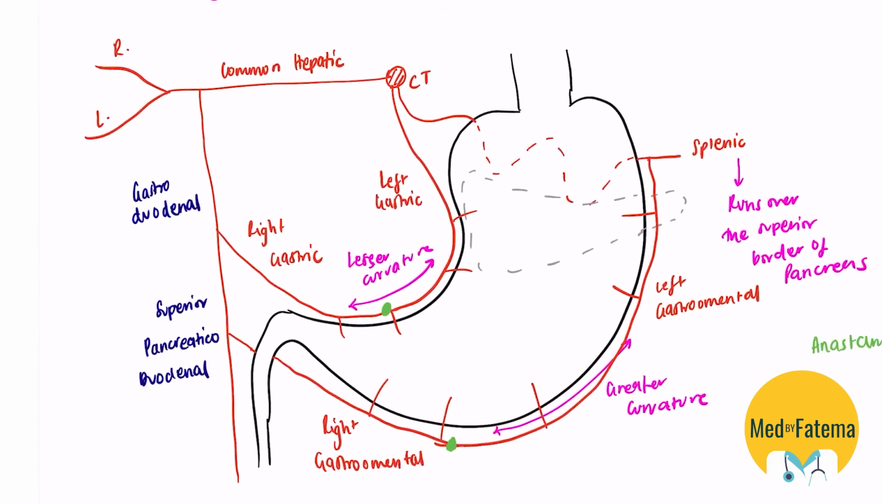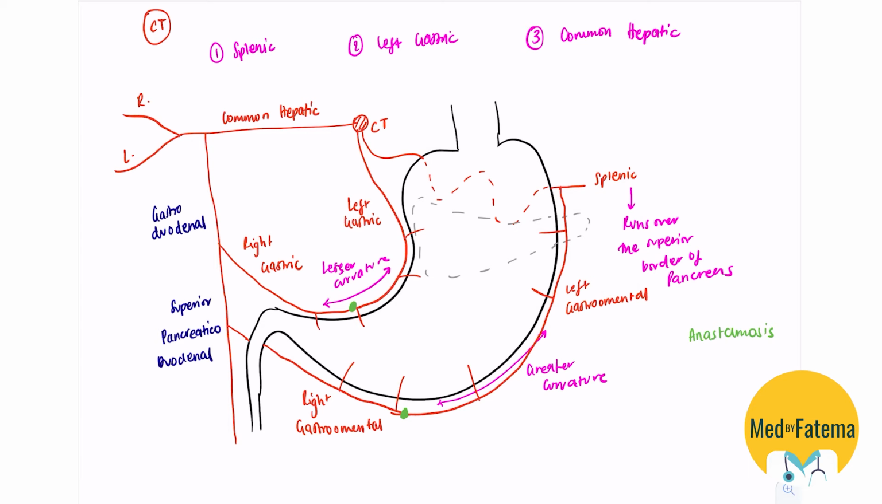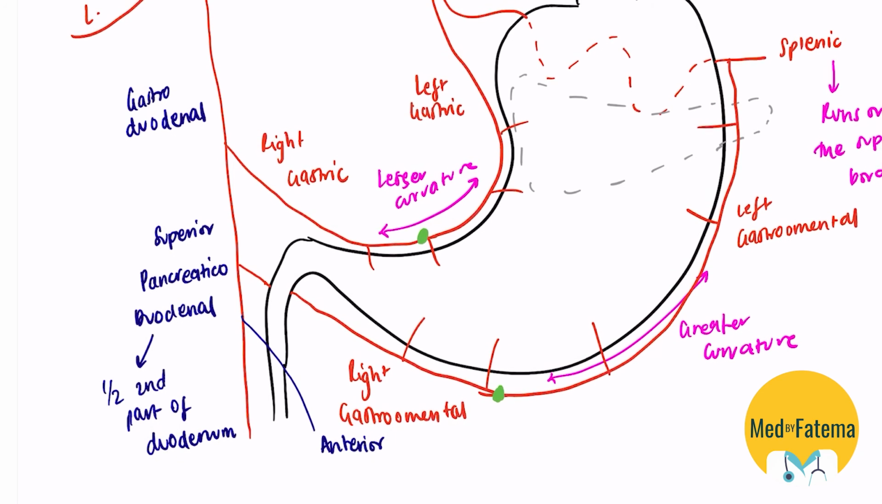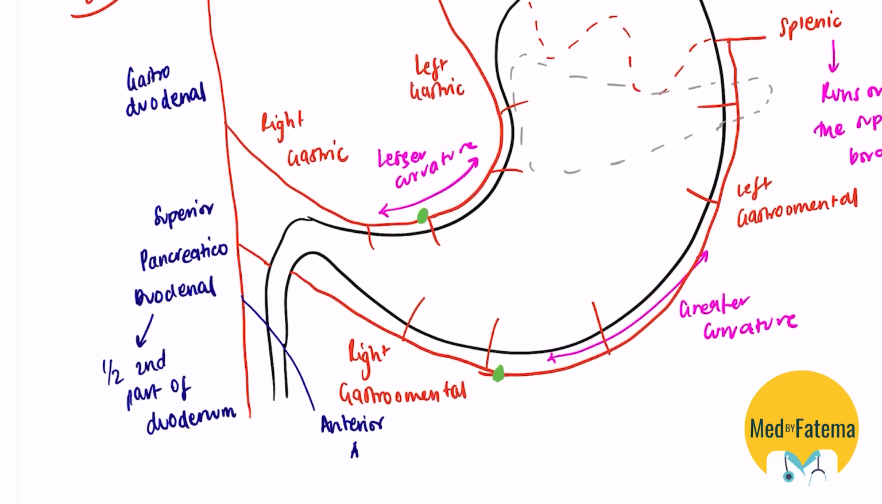Now, the thing to remember about the superior pancreaticoduodenal is that it supplies the duodenum up until the half of the second part. So the superior pancreaticoduodenal artery doesn't supply the entire duodenum. It only supplies up till the half of the second part of the duodenum. And it has two branches. It has an anterior branch, the anterior superior pancreaticoduodenal, and it also has a posterior branch, which is known as the posterior superior pancreaticoduodenal artery.